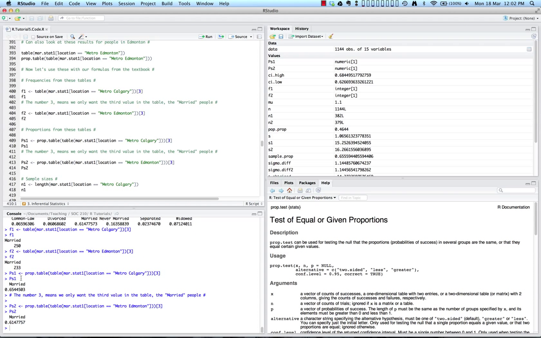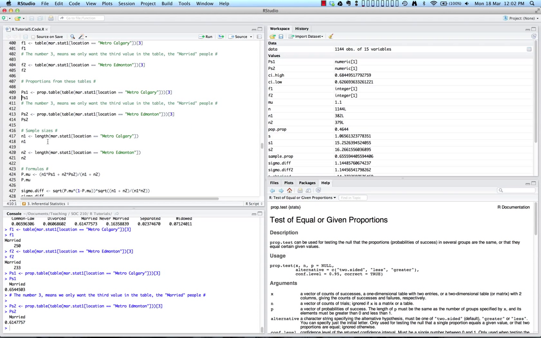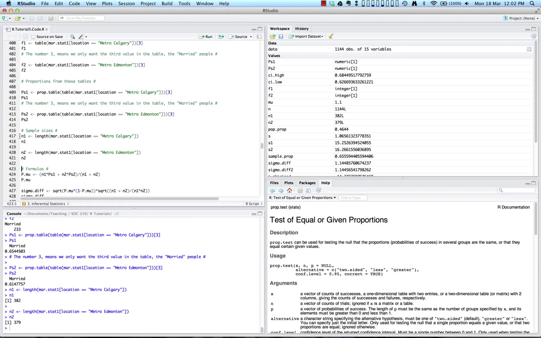So PS1, the married people in Calgary, is 0.6545. PS2, the married people in Edmonton, is 0.6148. In addition, we want our sample sizes again, so our N1 and our N2, which we can get using length, our variable, and our location. Let's get those. We have our different sample sizes for Calgary and Edmonton.